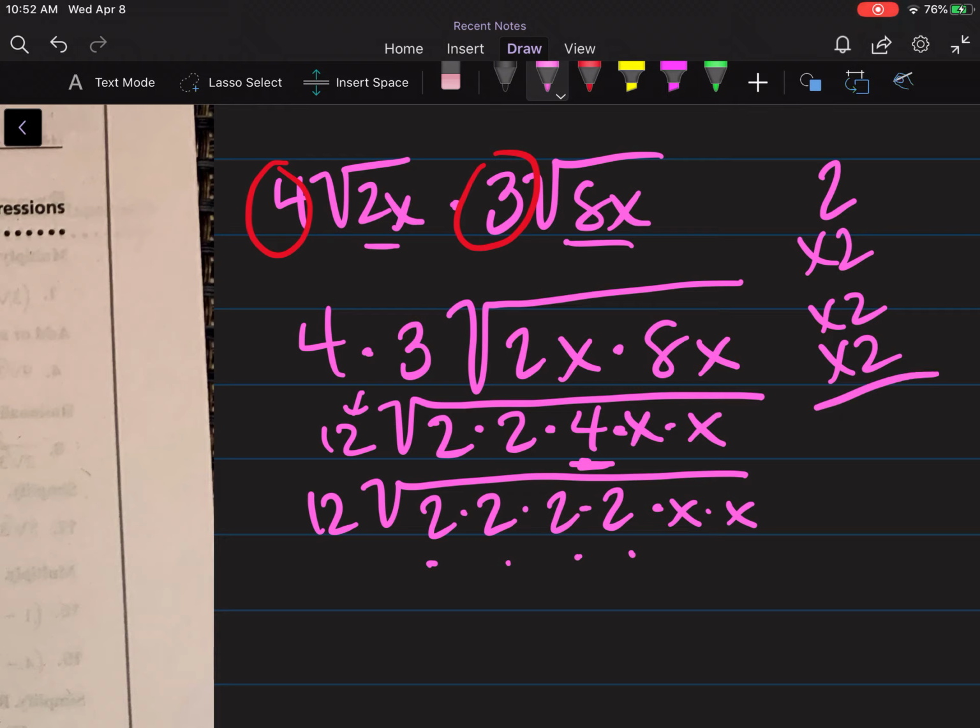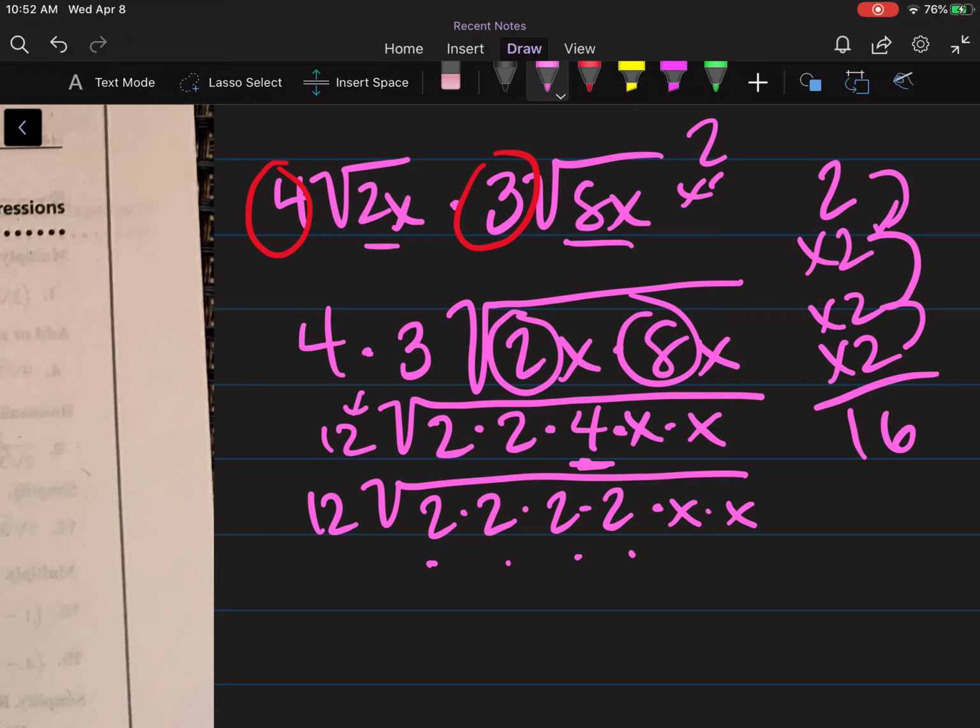2 times 2 is 4. 4 times 2 is 8. 8 times 2 is 16. Now let's look at this original 2 times 8. 2 times 8 is also 16. So basically, same answer. We just kind of broke it down because we're trying to figure out all like the roots of it.